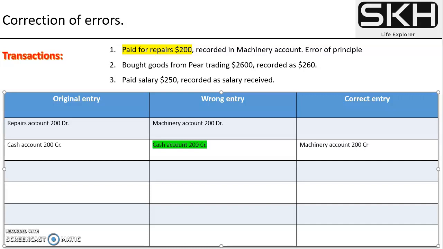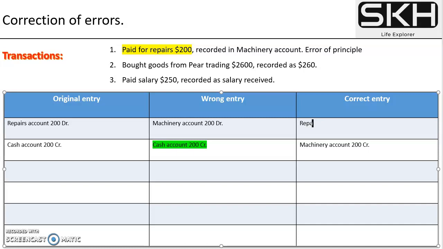So if I credit the machinery account by 200, you see I rectify this mistake. This was my first mistake, that I recorded machinery instead of repairs. And what was my other mistake? The other mistake, I did not record repairs at all. So repair expense was never recorded. So we will record it now as a correct entry.